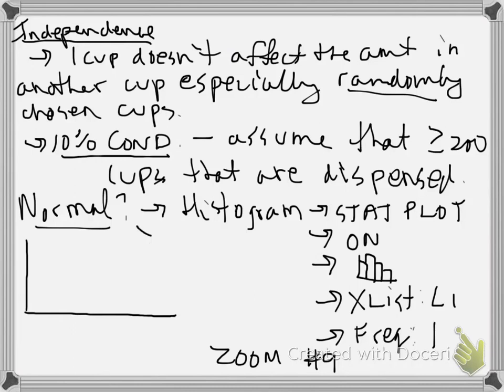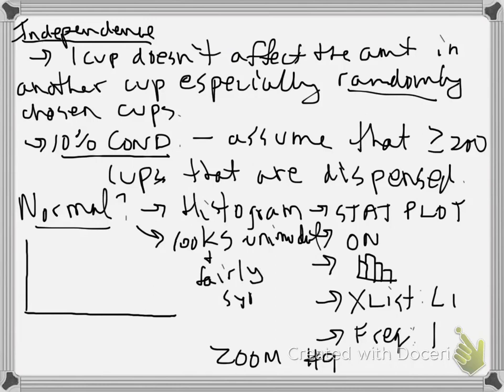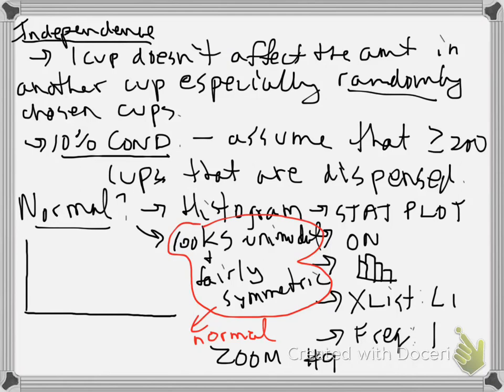It turns out, I haven't drawn it yet, but it looks unimodal and fairly symmetric, so we're in good shape. That's what we're looking for when we do it. And because of that, we're going to say it's approximately normal. So it seems normal enough. So we'll be in good shape there.